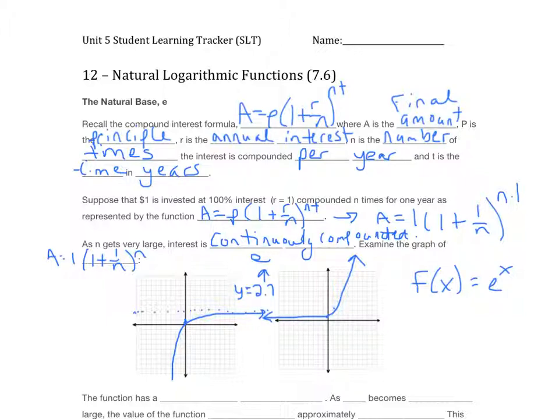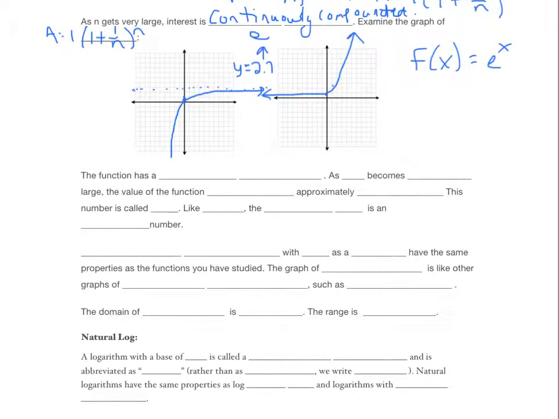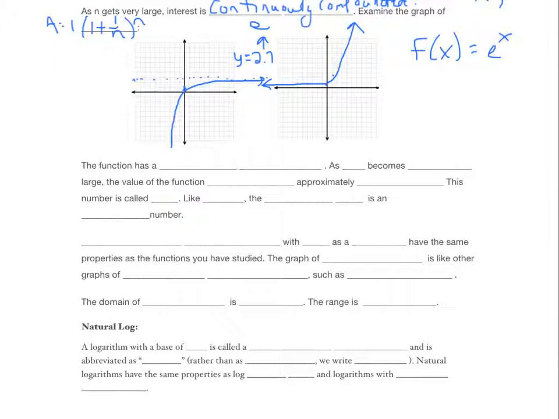So in our equation on the left, A equals 1 times 1 plus 1 over n to the n, we know that the function has a horizontal asymptote because it goes up to 2.7, but it never really gets up to that 2.718 number. So we have a horizontal asymptote.